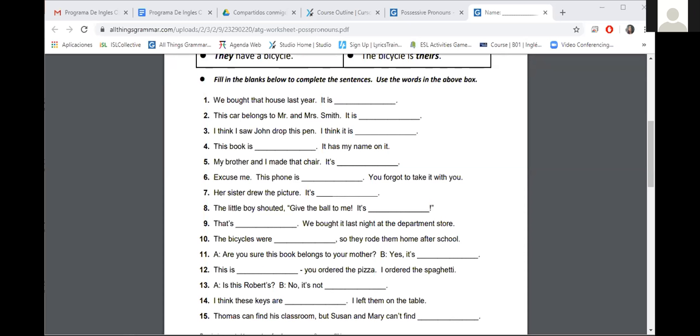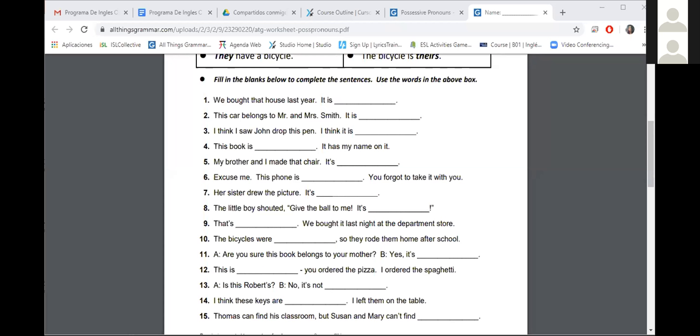Number five. My brother and I made that chair. It's ours. Very good. Yes. All right. Josue Hernandez, can you do number six?